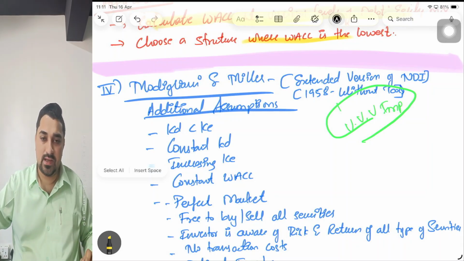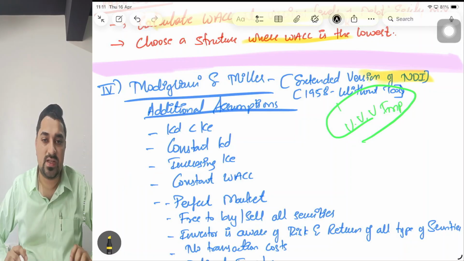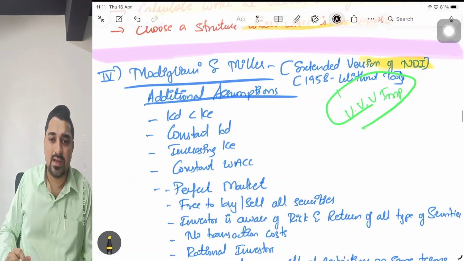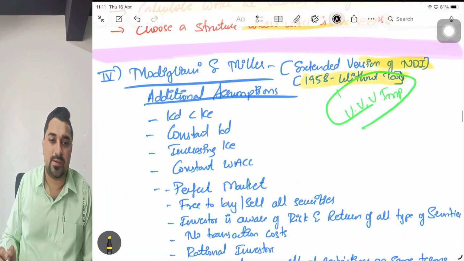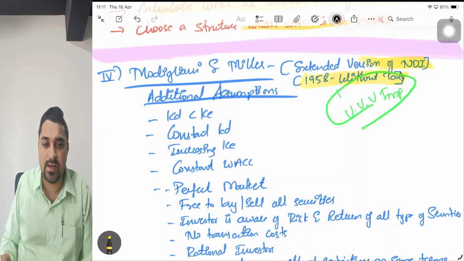Yes, Modigliani and Miller approach. It is an extended version of which approach? NOI. Correct. It was 1958, the without tax approach. The one which we are studying right now is an extended version of NOI given by M&M, Modigliani and Miller in 1958, and which is a without tax approach.